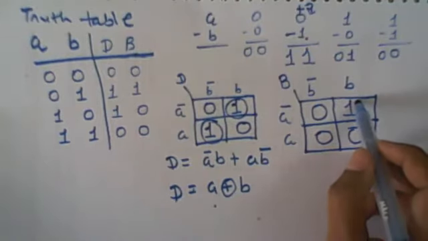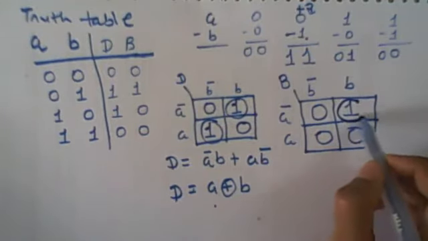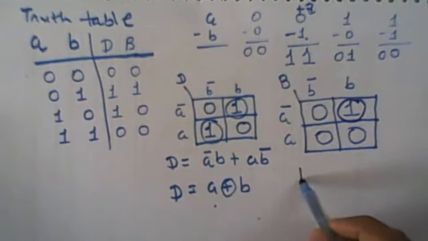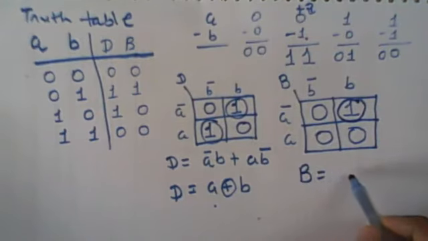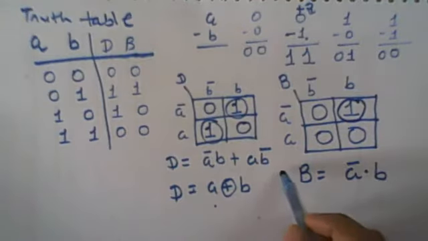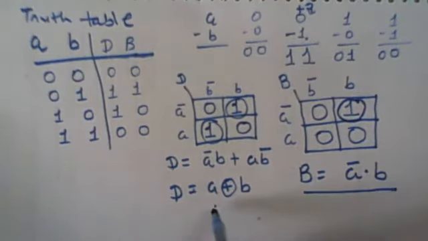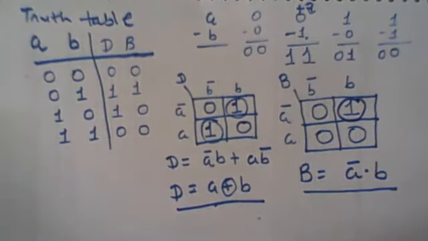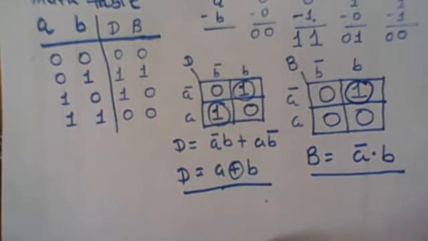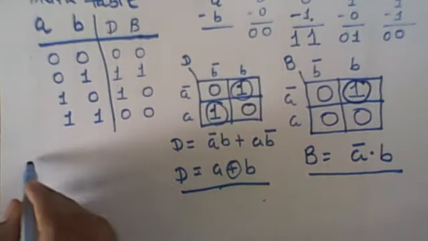So it has one 1 and the rest are 0. So the group of ones for the borrow bit gives A bar into B. So this is the logic of the borrow and this is the logic of the difference. Right? It can be implemented using a logic diagram. Difference is an XORing of A and B.